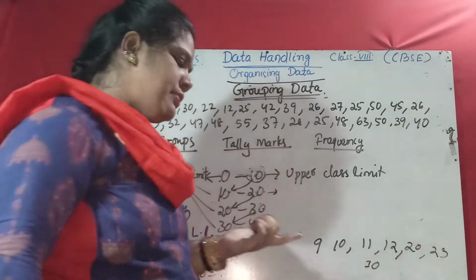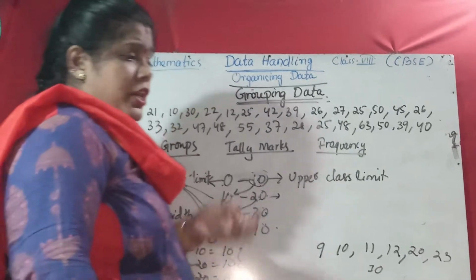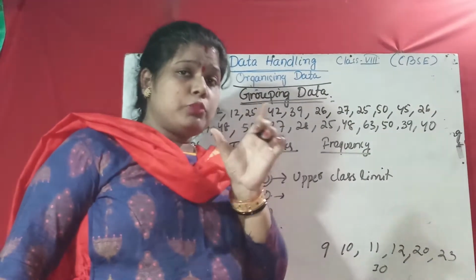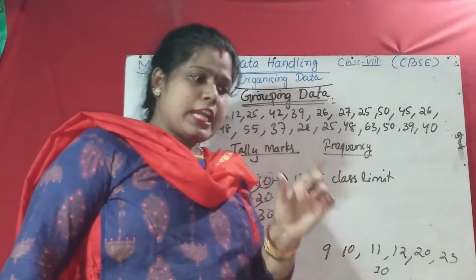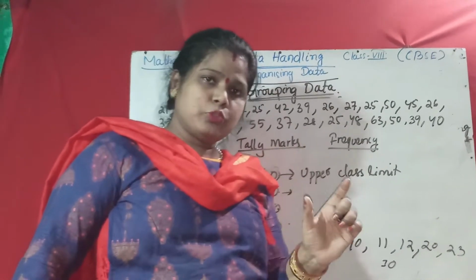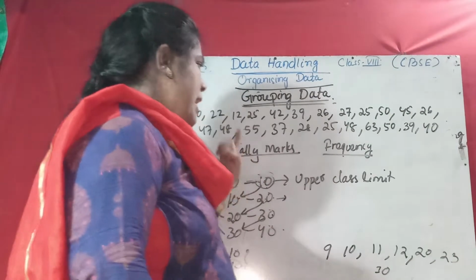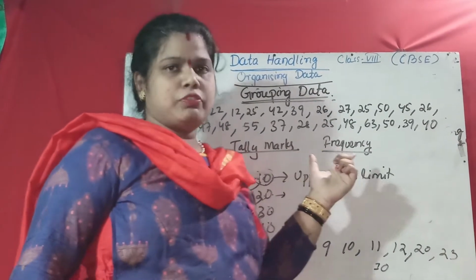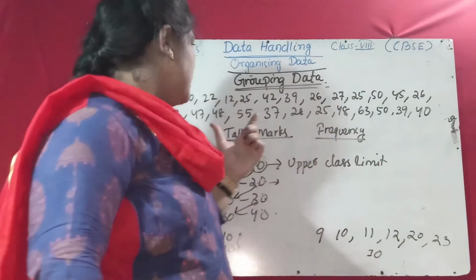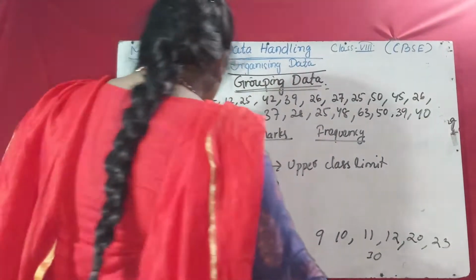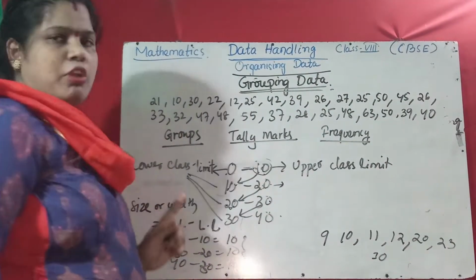Sometimes the question also tells you that the size of the group is 10, or 25, or 50, or 100. According to that you have to make the groups, and make the tally marks and the frequency. Then you can make the grouped distribution table. Okay, so these are the main things you have to remember.